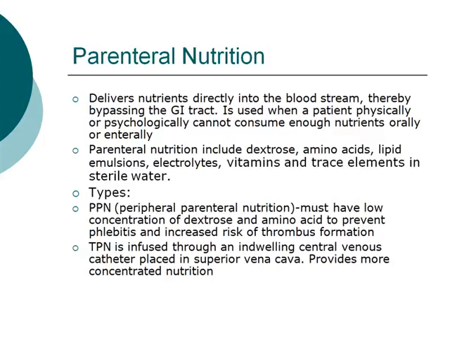Parenteral, as I said earlier, is nutrients going directly into the bloodstream, so we're bypassing the GI tract. This may be when the person is so physically or psychologically compromised that they can't consume enough nutrients orally or enterally. It also includes things like electrolytes, fats, vitamins, and trace elements that can go along with the parenteral nutrition. If it is PPN, peripheral parenteral nutrition, it has to be a low concentration of dextrose and amino acid to prevent phlebitis.